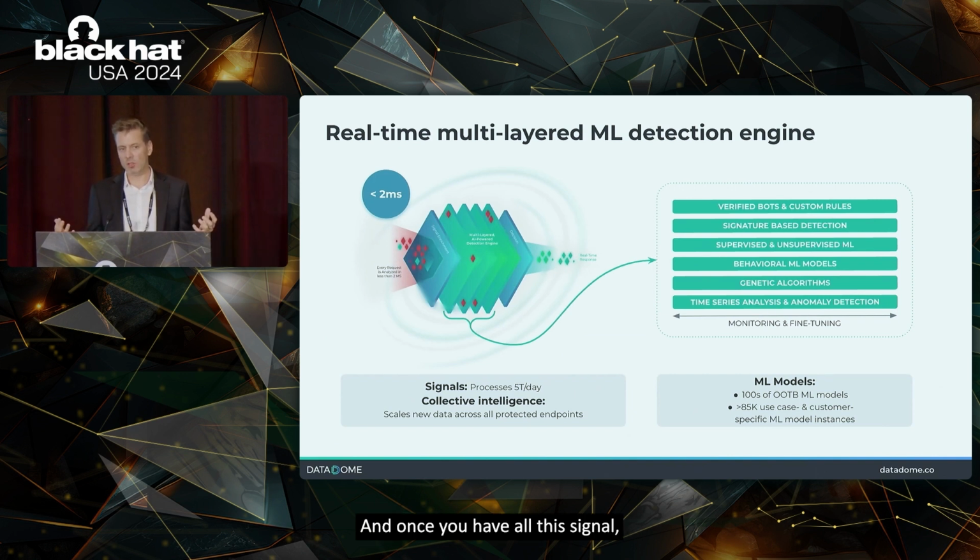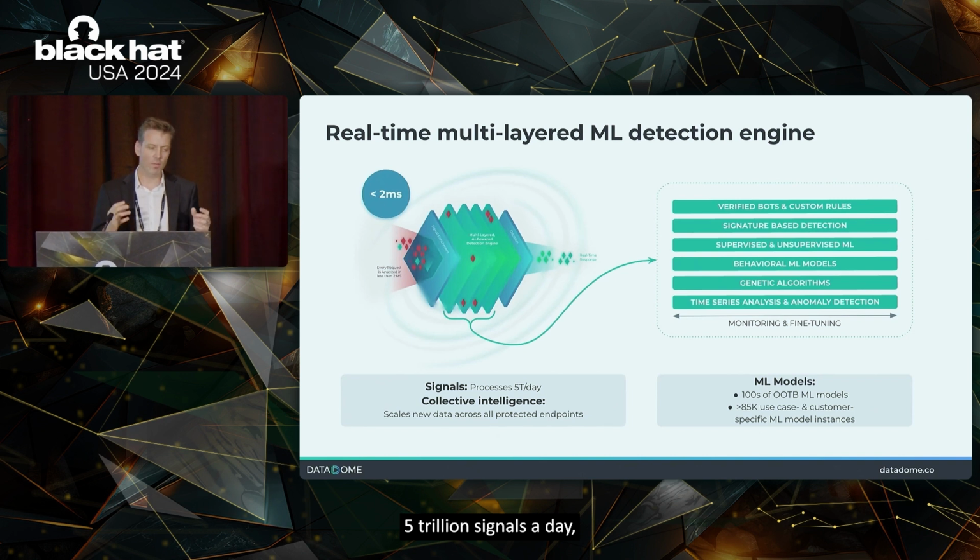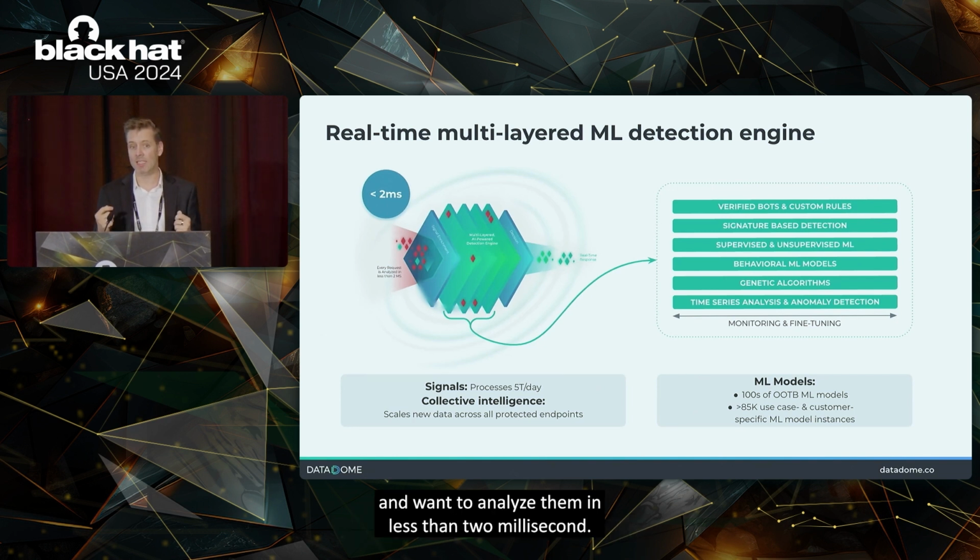And once you have all these signals, so DataDome again, 1,000 signals per request, 5 trillion signals a day, they have to be analyzed in real time. And that's key. Real time is key. So at DataDome, we collect all the signals and we analyze them in less than 2 milliseconds.